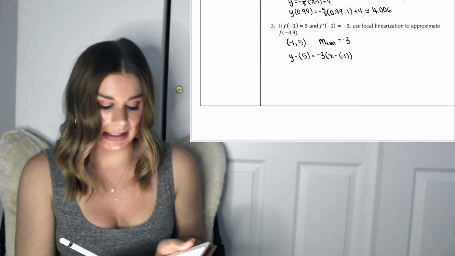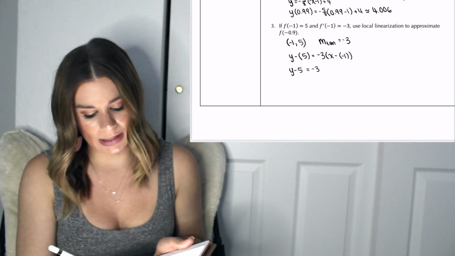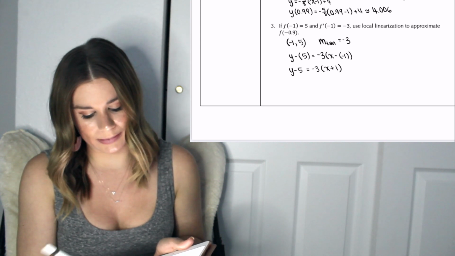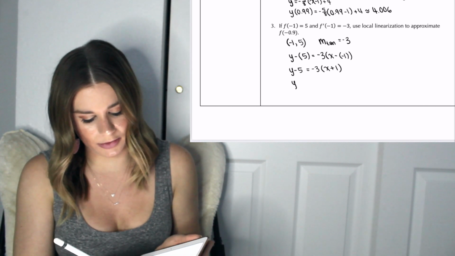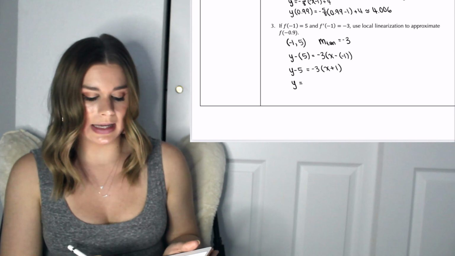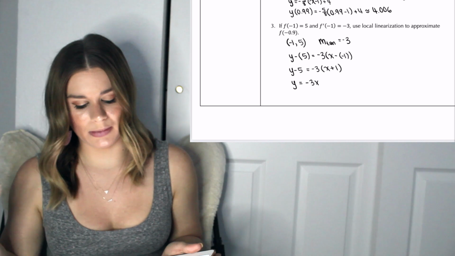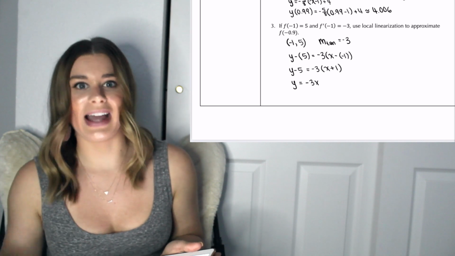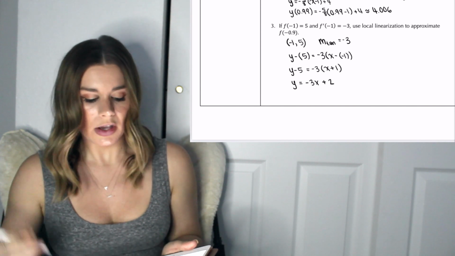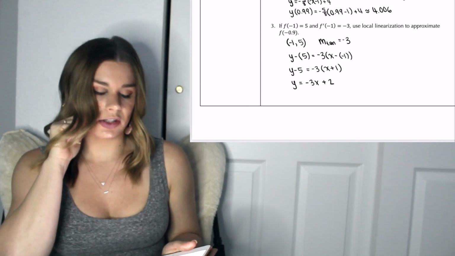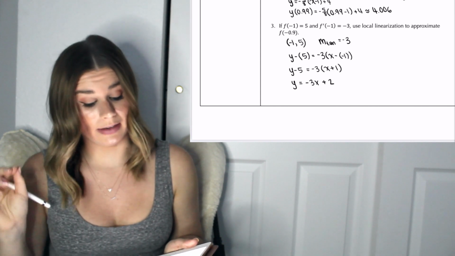So the equation of my tangent line is y minus 5 is equal to negative 3 times (x plus 1). And of course, you're free to put this in y equals mx plus b form. So if we did that, we'd get y equals negative 3x, and it would be negative 3 times 1, which is negative 3. And then we'd add 5 to both sides, so it would be negative 3x plus 2. Okay, so we are going to use it to approximate f of negative 0.9.